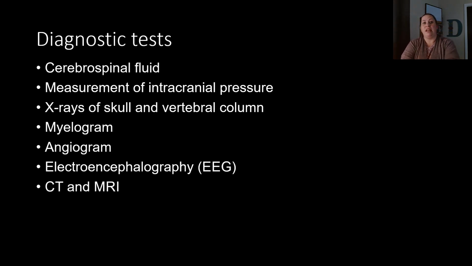Electroencephalography, or an EEG, is what we're looking at as brain waves. So we could be testing your brain waves to see that you have proper brain activity. And then, of course, if we want to look more at the soft tissue, there could be a series of different types of CTs and MRIs that could be done.